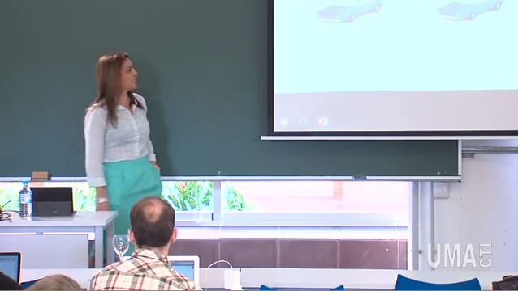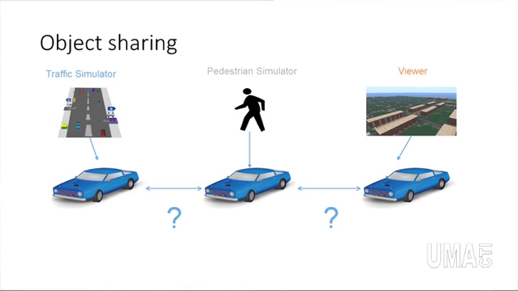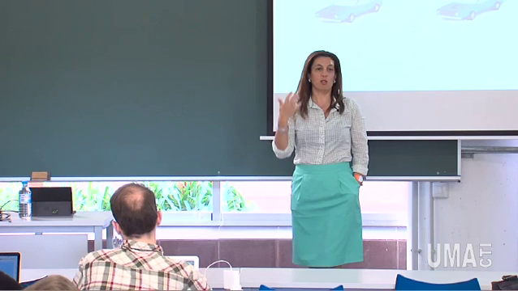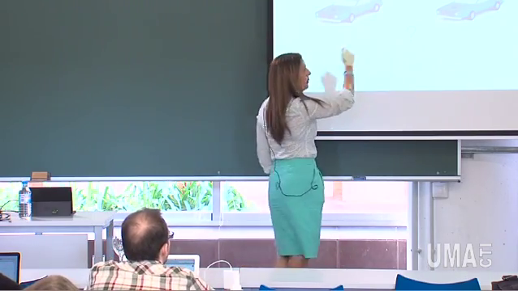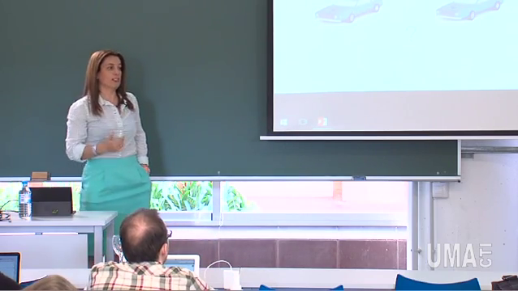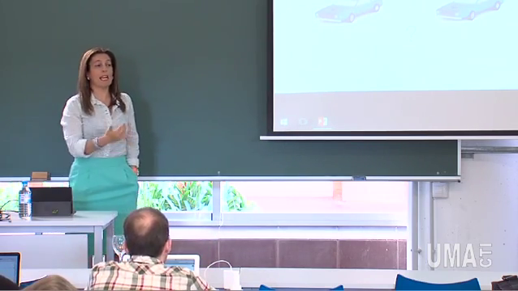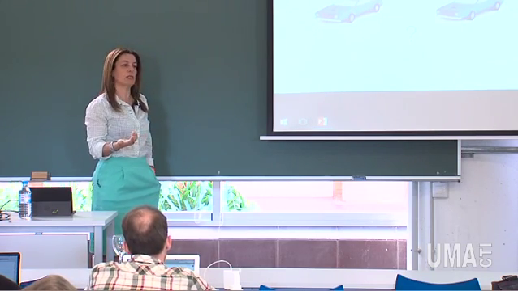Let me start explaining with a picture that, again, I think you all know what I'm presenting here. You have the traffic simulator, the pedestrian simulator, and the viewer, and they all have to have some notion of a car. They all have to know about cars, but exactly what do they need to know about cars? Maybe they don't need to have the same information about cars, because they're doing different things with the cars.